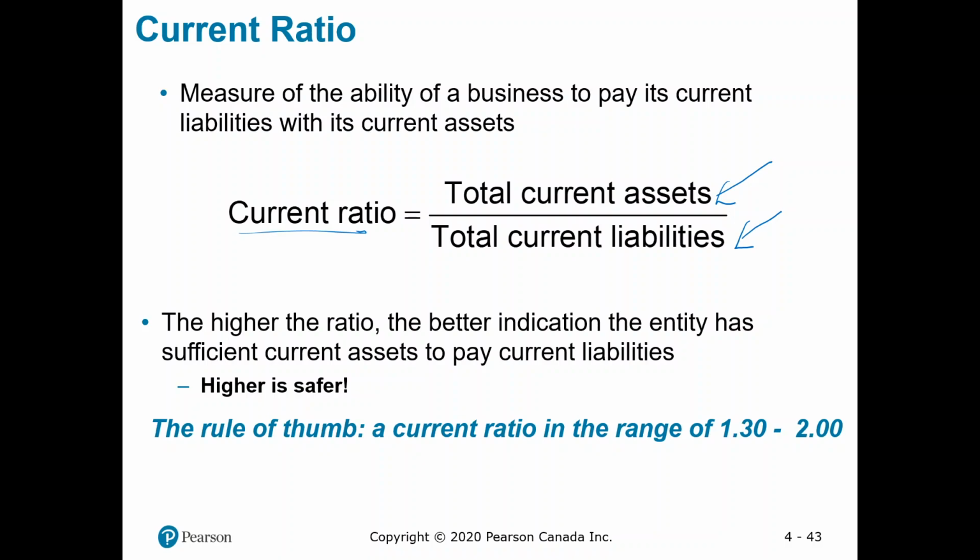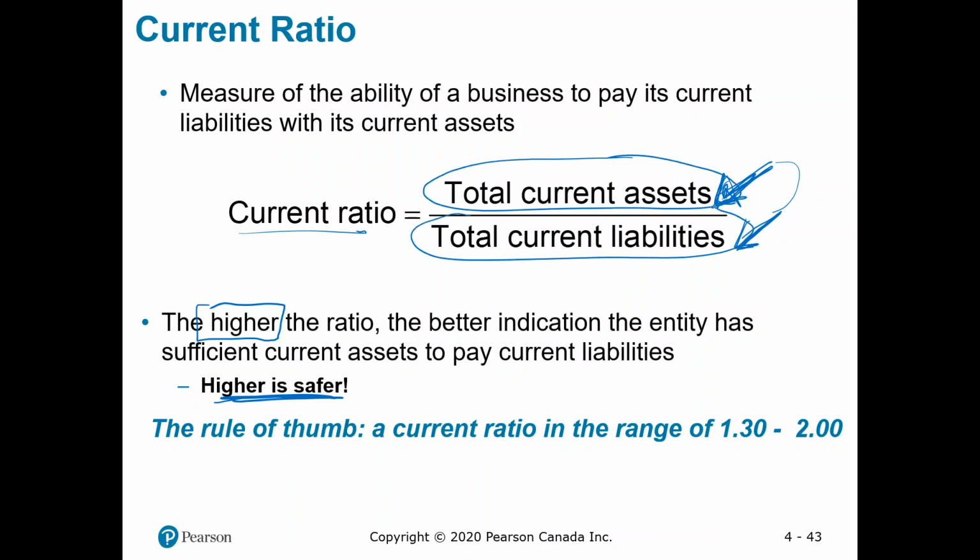So as the current debts become due, will we have enough within this company in our current assets to pay them off? So it looks at this relationship between the two. For the current ratio, the higher, the better, or the better indication the company will be able to pay off these current liabilities as they become due. So higher is safer. It's saying, yes, you have enough current assets to pay off your current liabilities as they become due.